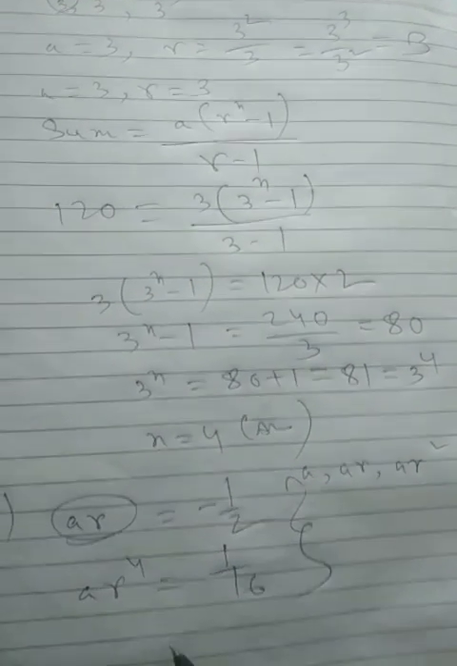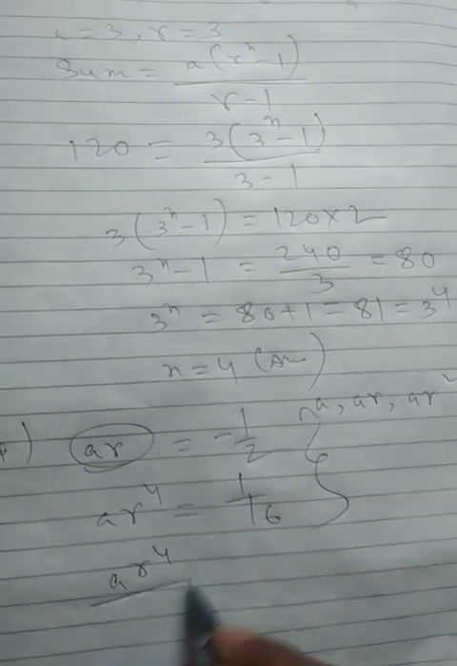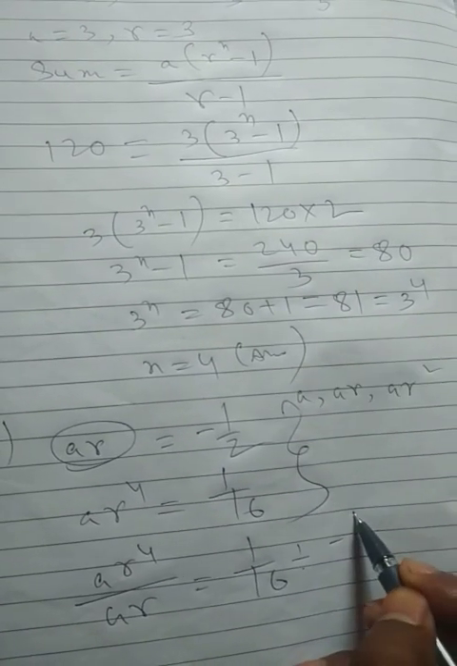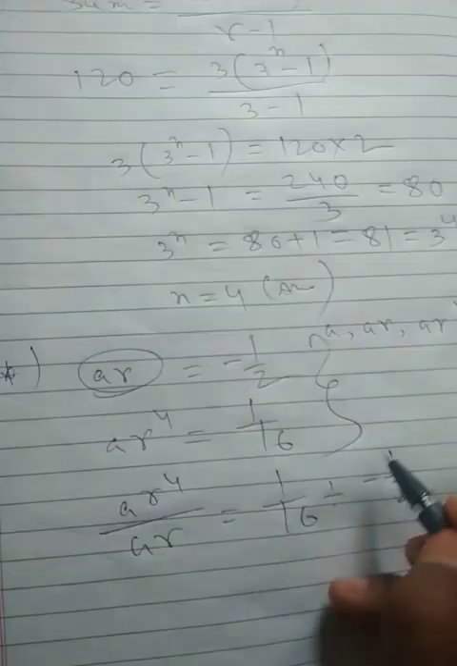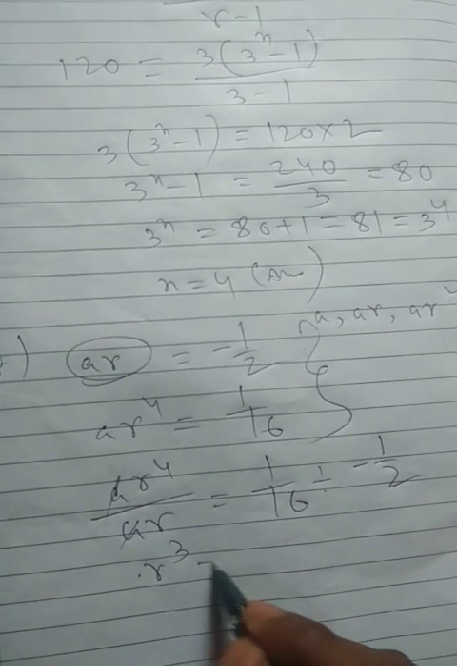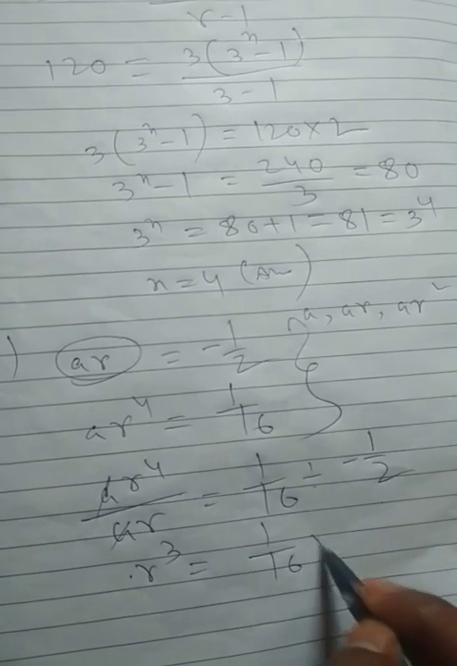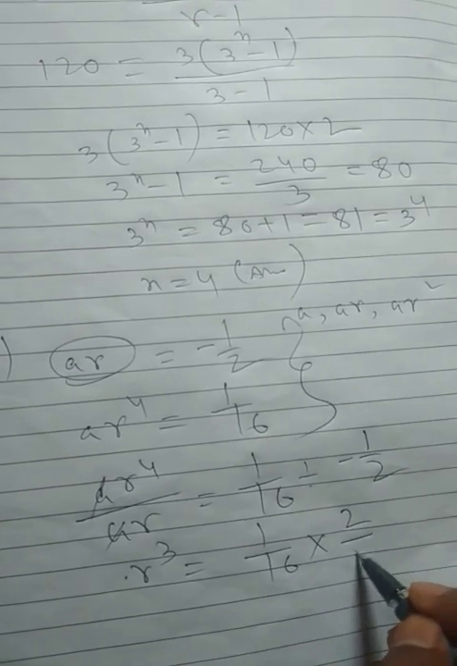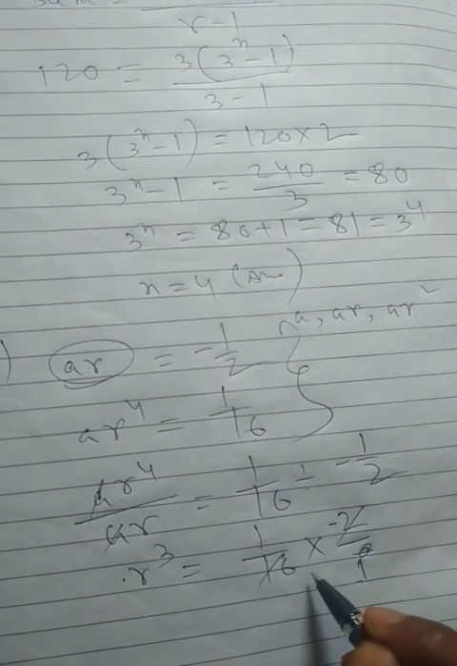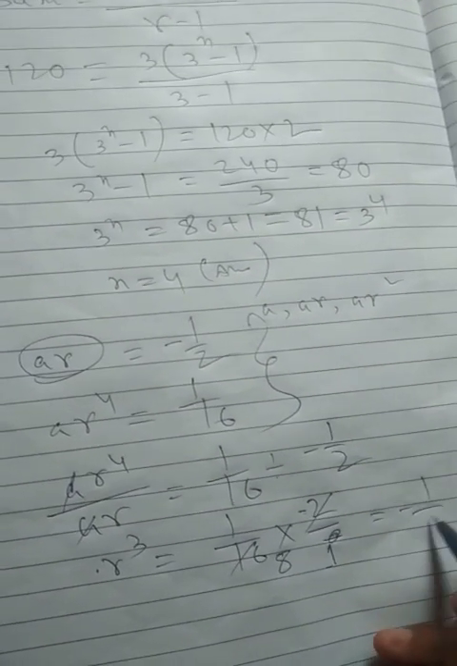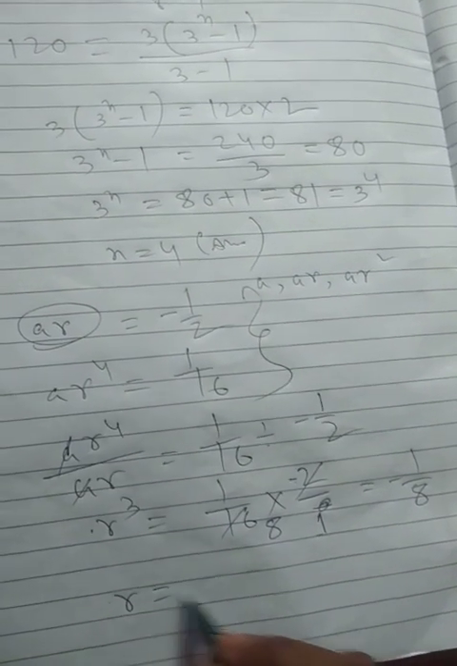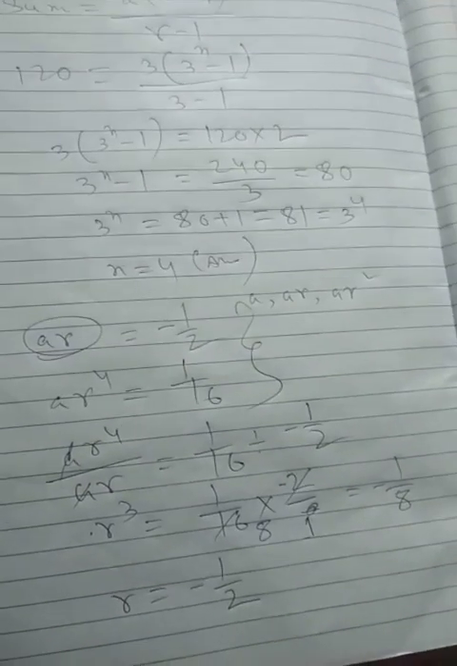Now if you divide those two terms, that means AR to the power 4 by AR, that means 1 by 16 divided by minus half. Here A cut, R to the power 4 by R, that means R cube, and 1 by 16 divided by minus half, that means 2 by 1, and minus is there. So I got minus 1 by 8, and we know that 8 equal to 2 to the power cube, so R here, value is minus half.